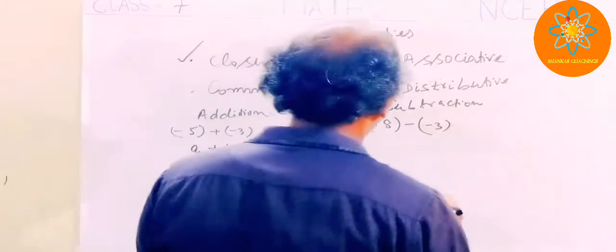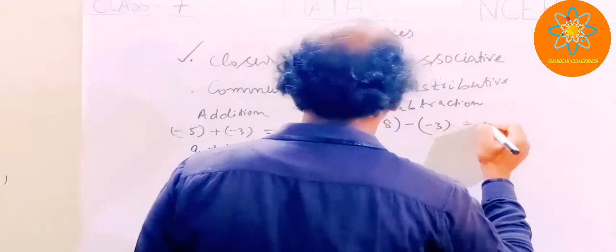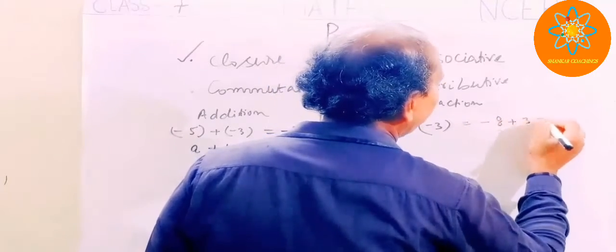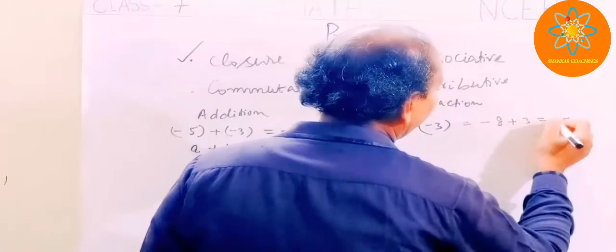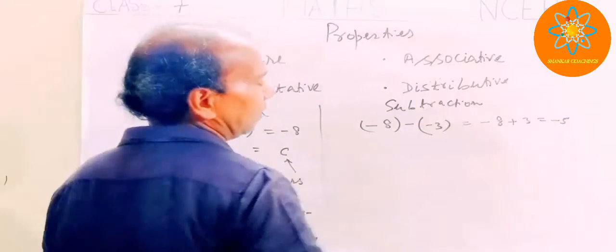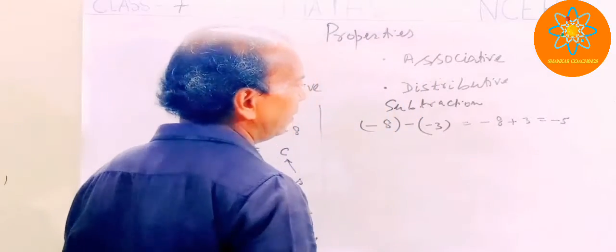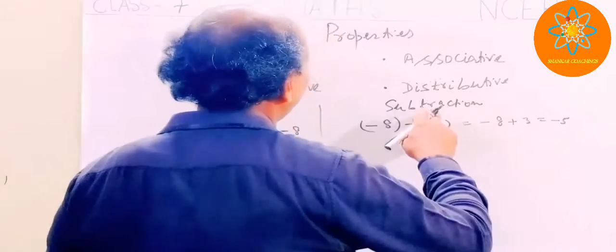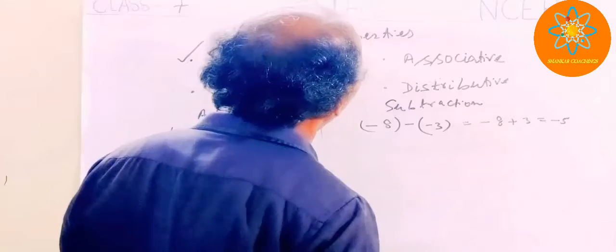How much will the value be? The value will be equal to -8 minus plus 3, so the difference is 5. The negative is greater, so it is -5. So in the subtraction case, what are we saying here? This -5 is also an integer. That means for subtraction, the closure property is true.